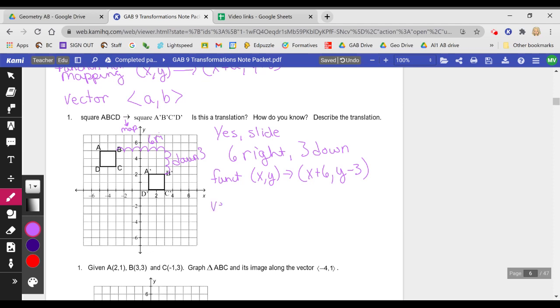The vector notation is I use the pointy, and I do 6 comma negative 3, because I went down. Now if I would have gone left, that would have been negative.